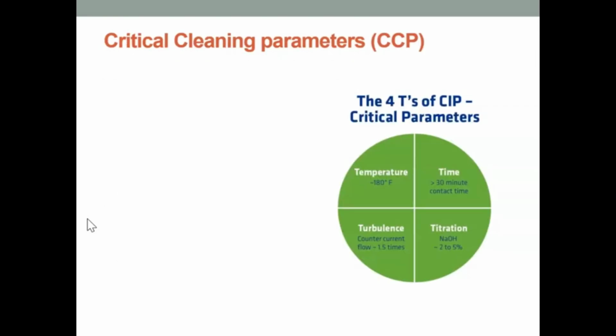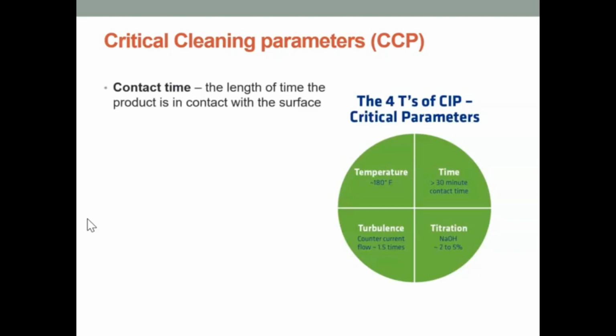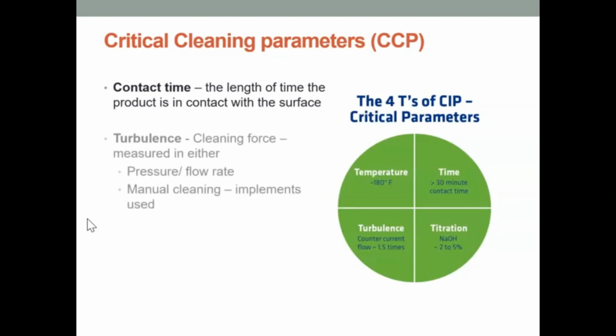We talked in our previous lesson about critical cleaning attributes, and this time we're going to be looking at the critical cleaning parameters, the CCPs. You can think of them as the 4 T's. Contact time, the length of time the product is in contact with the surface. If you think of a campaign length which might have 30 batches in it, that could take a long period of time to go through. You could be talking a week or two between each clean, so you're going to have a lot more residues. If you've got a shorter contact time, the residue is not going to be as ingrained in the process.